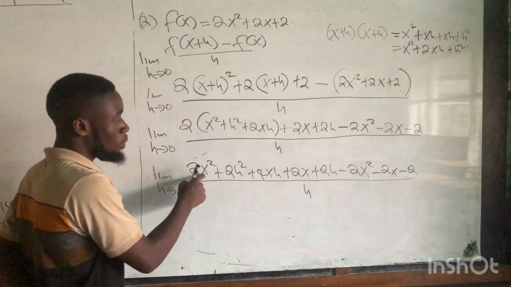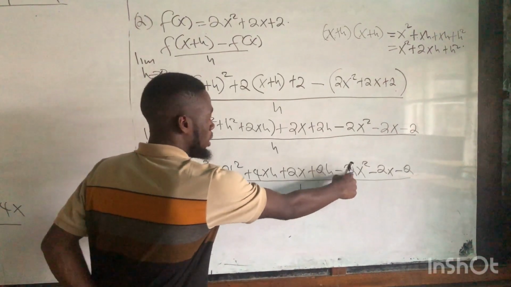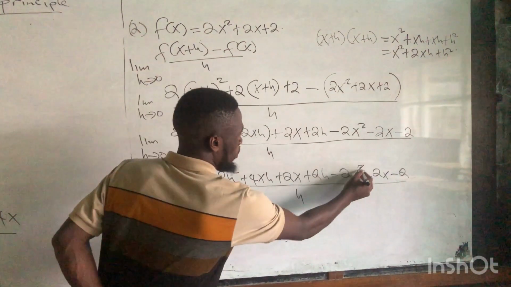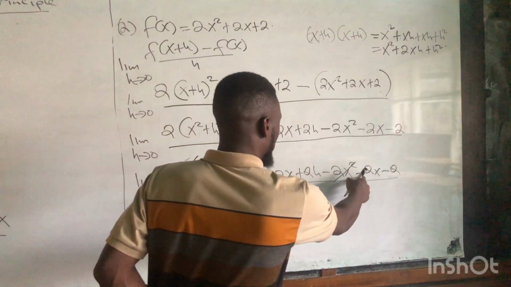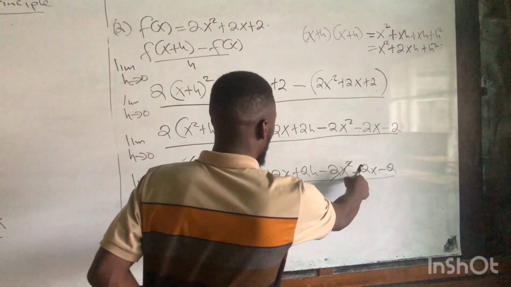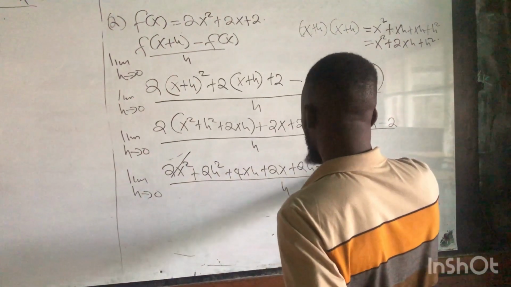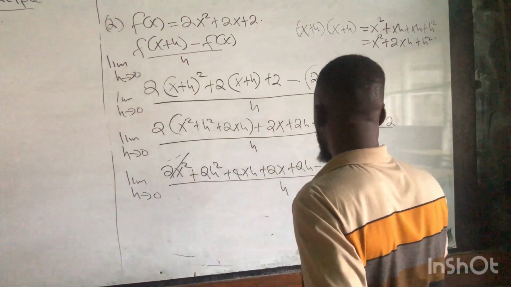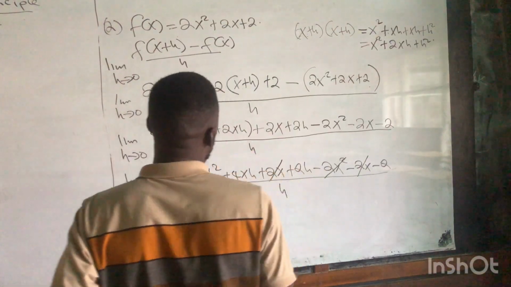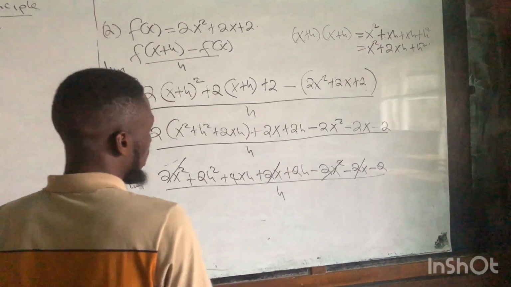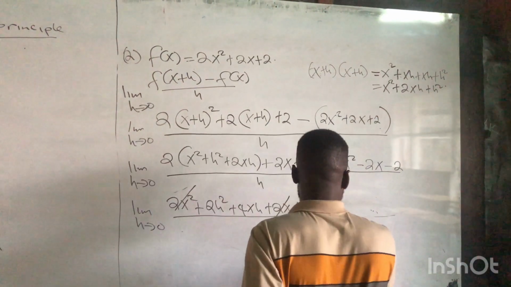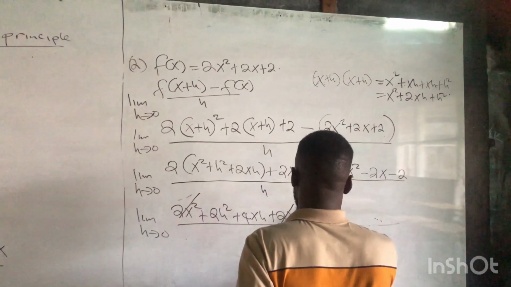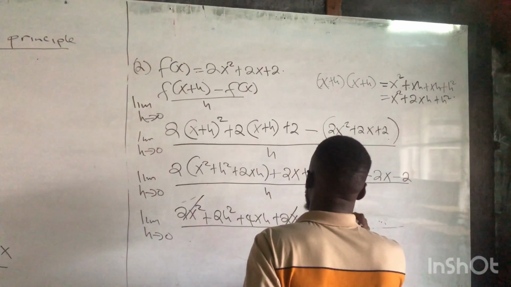So we have 2x squared minus 2x squared, so this and this will cancel. Again here I have 2x minus 2x, so automatically this and this will cancel. Okay, so here we forgot a 2 here. Let's put it. We forgot this 2 here, so plus 2.